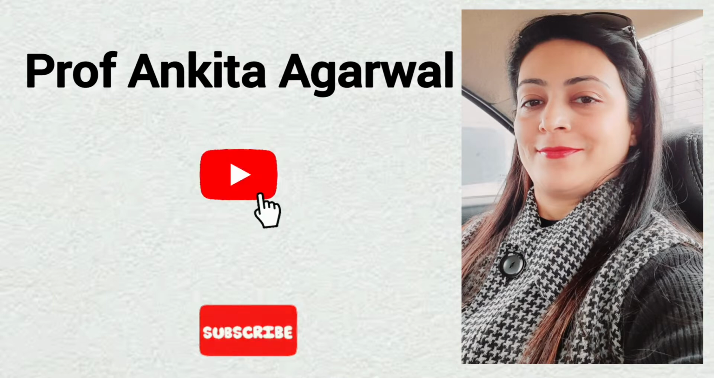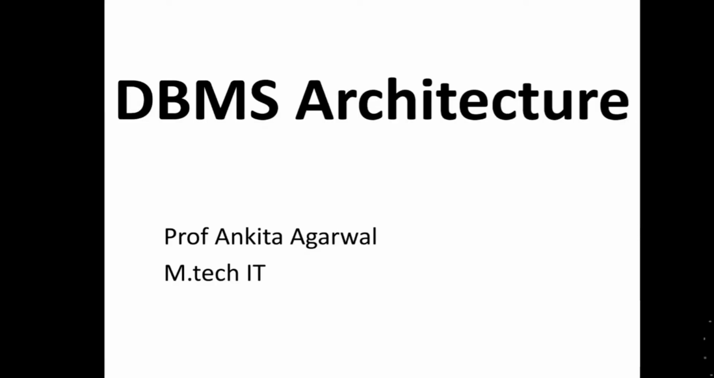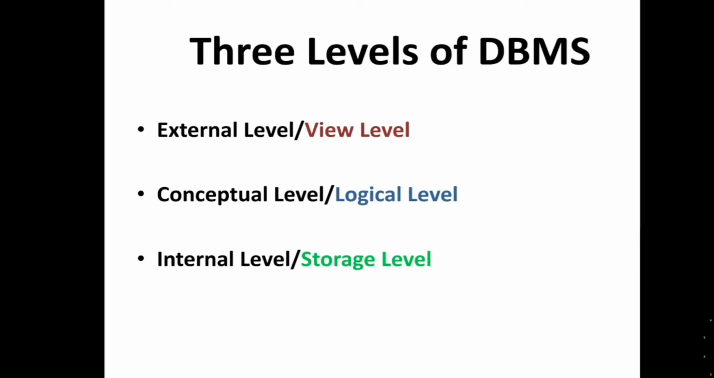So now let's start with the topic. And the topic is DBMS architecture. Before going to know about the architecture of the DBMS, firstly we have to know the three levels that are present in the database management system. That is the external level, also known as the view level. Second is the conceptual level, also called as the logical level, and the internal level or the storage level.